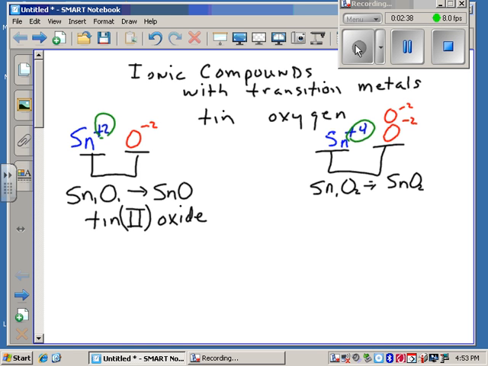And the Roman numeral relates to the charge on the cation. Notice that it doesn't have anything to do with the number of atoms that are in the formula, because in the formula, tin has only 1 atom of tin and 1 atom of oxygen. So the Roman numeral 2 is only related to the charge of the cation. So following that pattern, this side would be tin, Roman numeral 4, oxide. Once again with the Roman numeral telling us that we used the +4 version of the cation of tin.